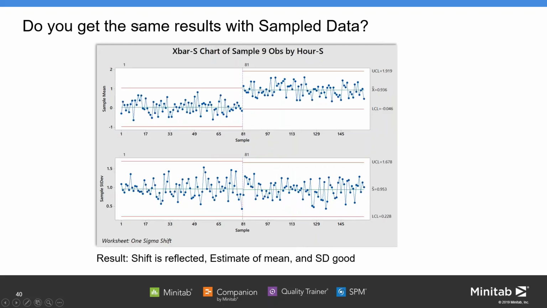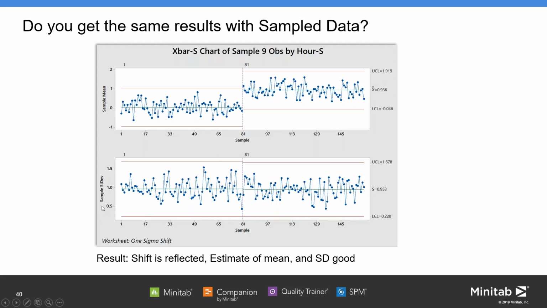But do I get the same results with the sample data? So I've done an X bar S chart. I've taken a random sample of 9 observations per hour. And you can see for the first half of the data collection, my mean is around the 0 point, and in the second half, my mean is around the 1 point. If you remember, by doing this 1 sigma shift, I've shifted the mean from 0 to 1. So I'm seeing what I would hope to see given this shift has occurred.